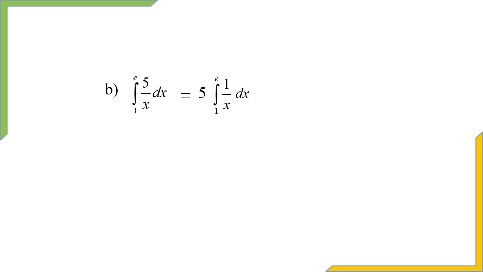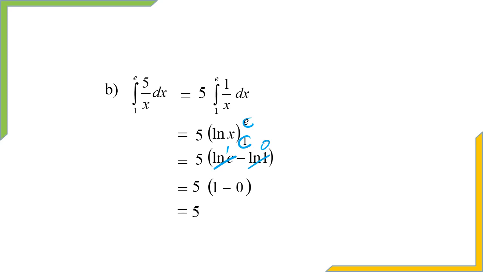So integrate 1 over x, what do we get? This 5 will be outside of the square bracket. Integrating 1 over x, we get natural log of x. We have the limits 1 to e. And then substitute the upper limit and then subtract the lower limit. So it's 5 multiplied by natural log of e minus natural log of 1. Natural log of 1 is equal to 0. Natural log of e is equal to 1. So 5 multiplied by 1 is equal to 5.